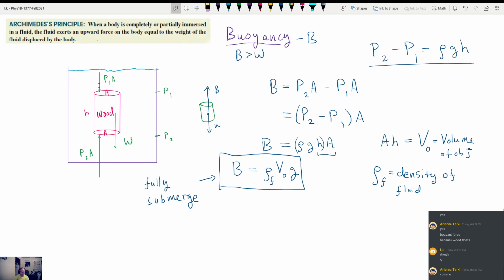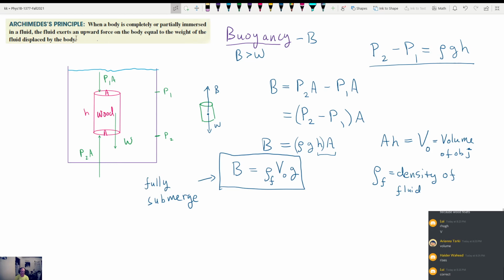Fluid displaced by the body. What does that mean? When I take a piece of wood and I push it into the water, what happens to the water level? Does it go down? Does it go up? Does it stay the same? It goes up, right? So you could say, in a way, you've kind of pushed aside or displaced some of the water, right? And the amount of water that you've displaced, well, how much water did you displace? Well, it's fully submerged. So you displaced an amount of water equal to the volume of the wood, right? That makes sense? The amount of water you've displaced is equal to the volume of the object because, again, we're fully submerged right now, right?